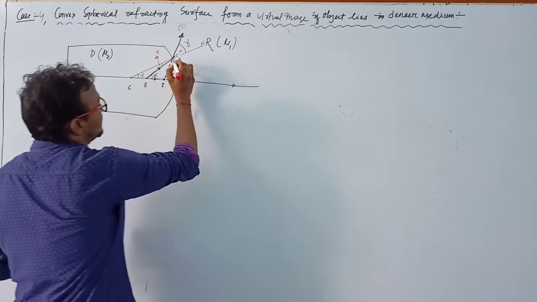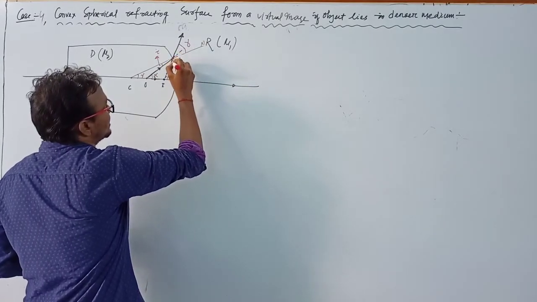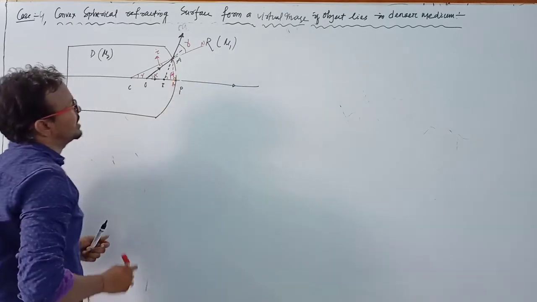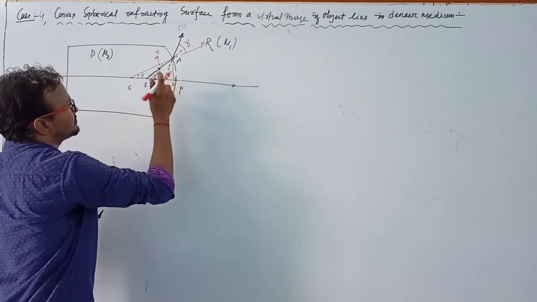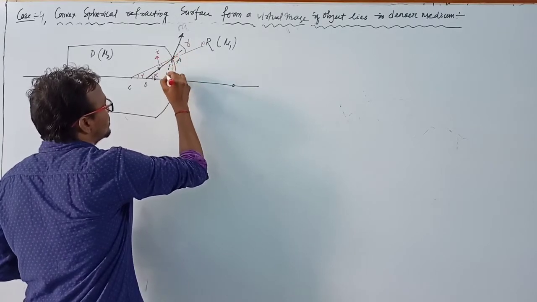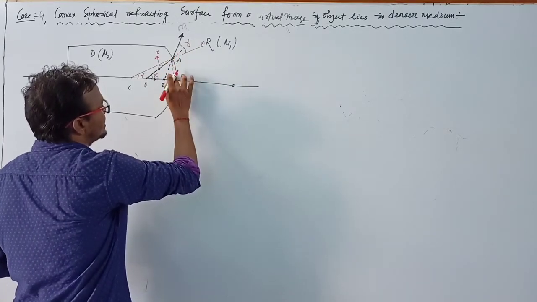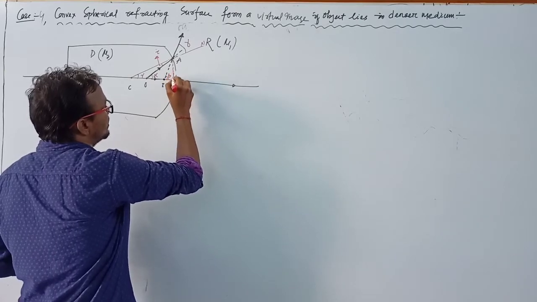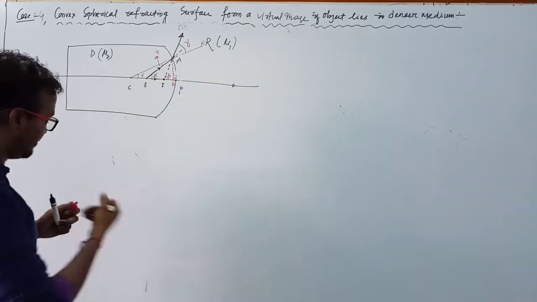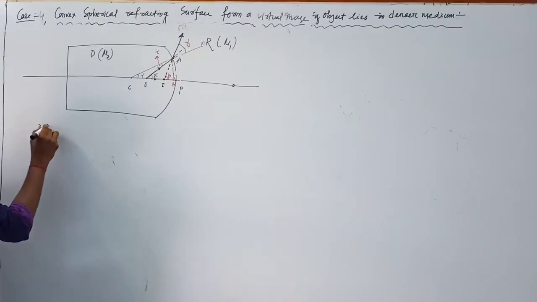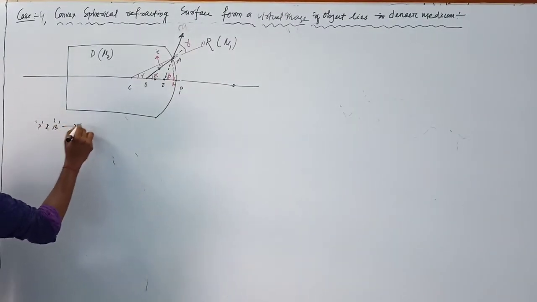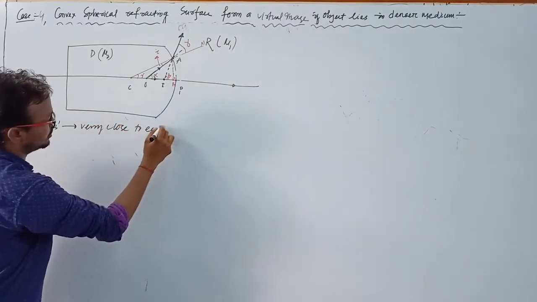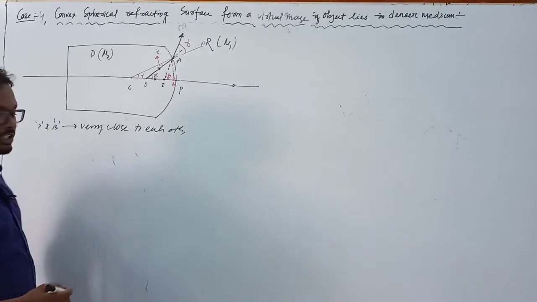Now we have to draw a perpendicular here, from this point A, and it meets at point B. This angle is beta here. This is the perpendicular and it meets at point B perpendicularly. And here point B and point P are very close to each other.